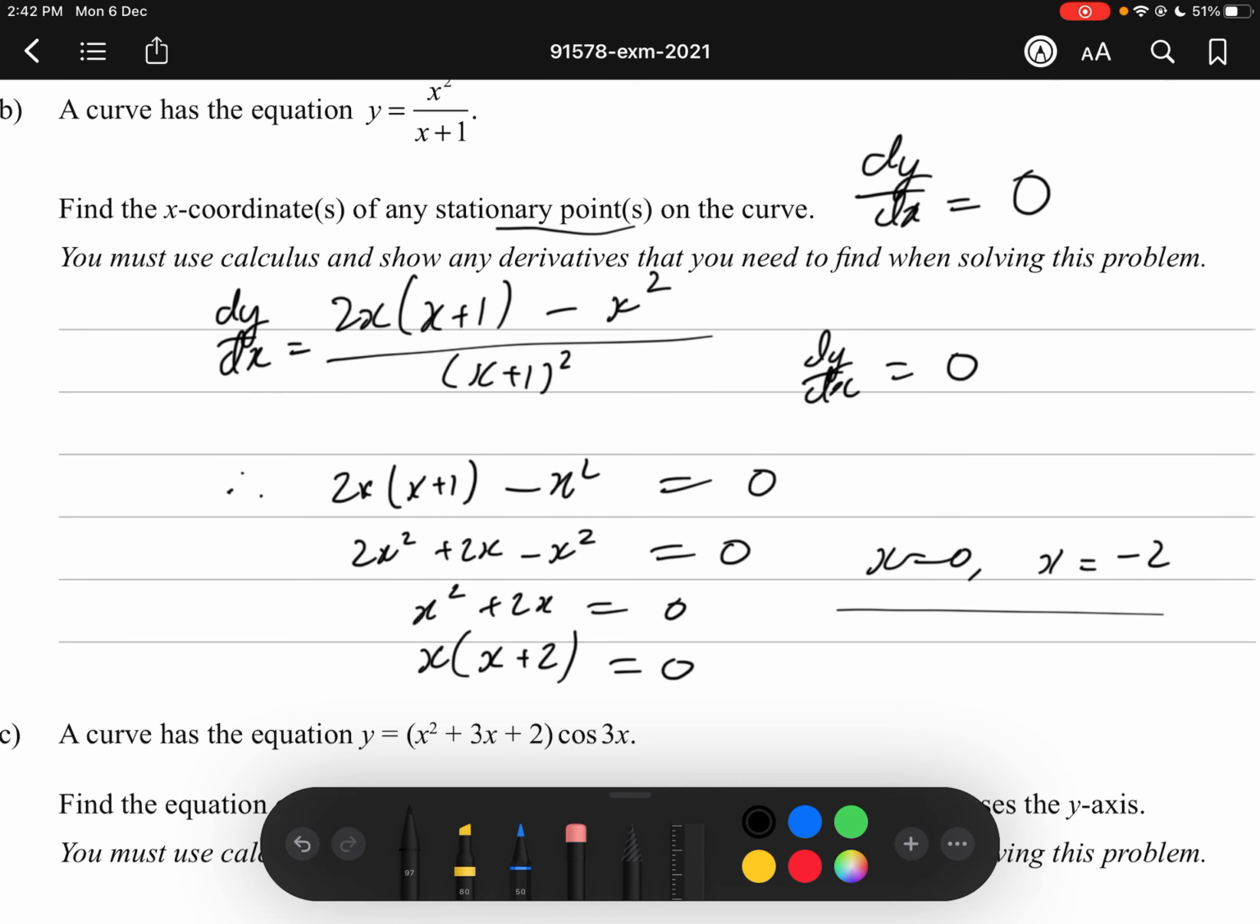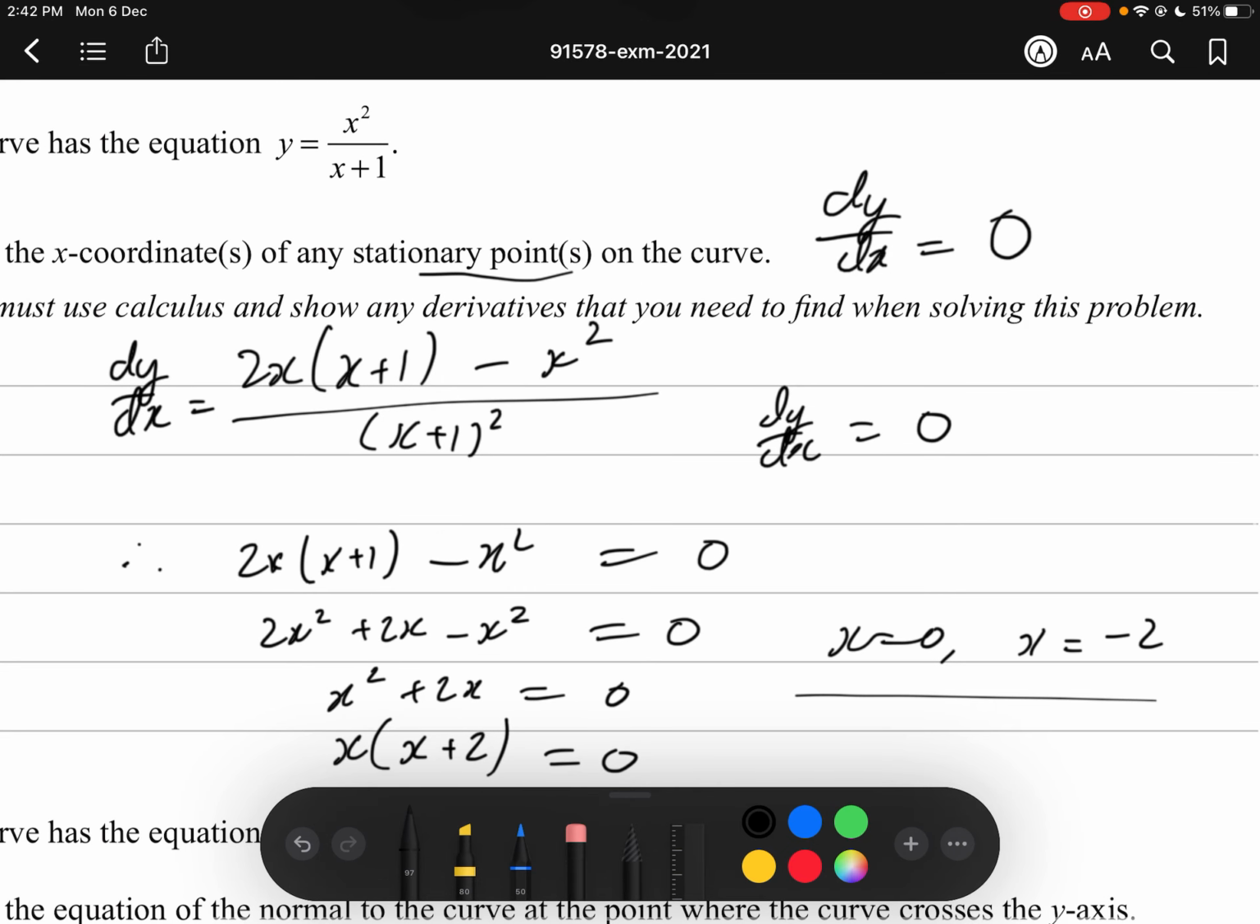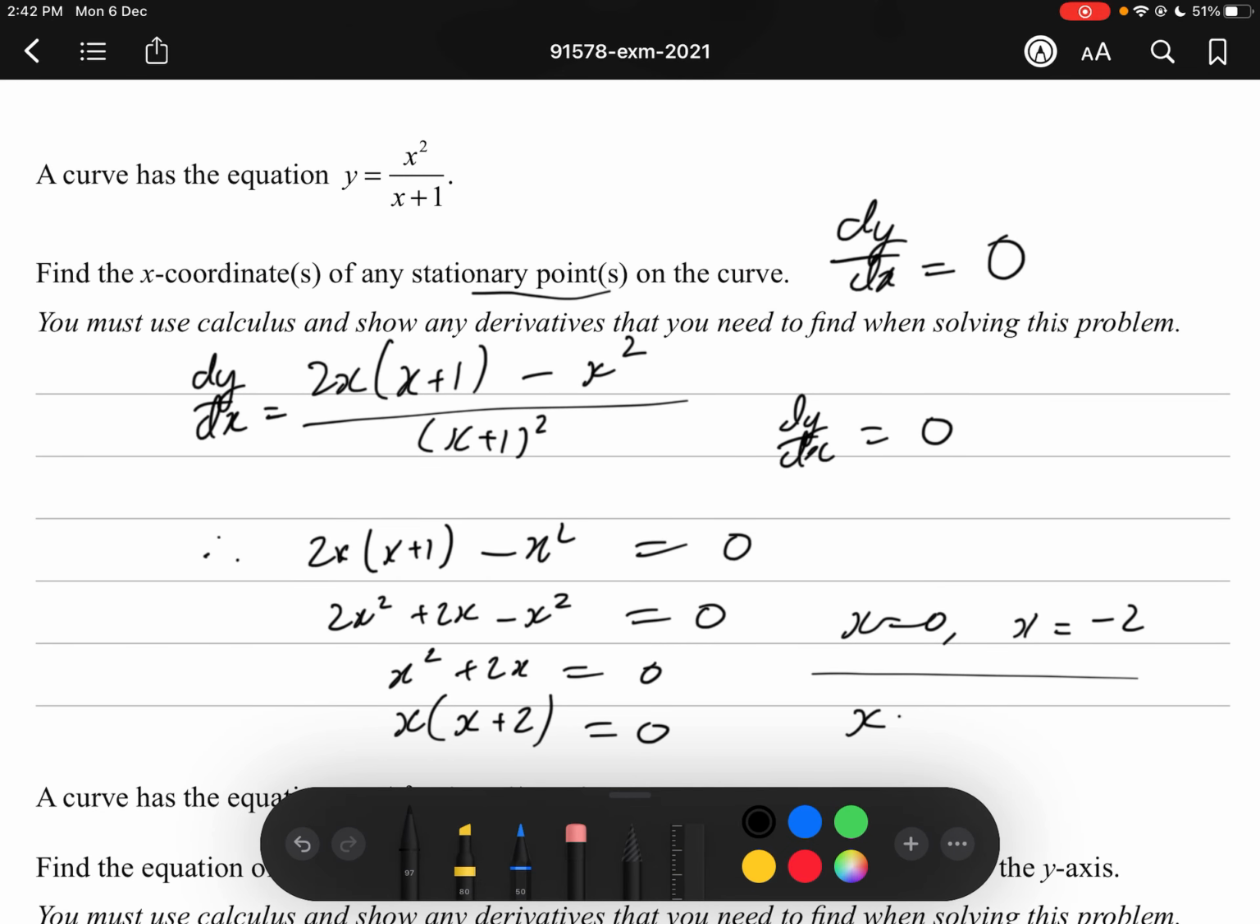Just to check these points are valid: x equals 0 gives a real result, and x equals negative 2 also gives a real result. For example, let's say we were to get x equals negative 1. We see that x cannot be negative 1, since if we put x equals negative 1 into the equation, we'll have the denominator equal to 0, and you cannot divide by 0. So it's very important, for things that have a denominator, that you always check that your final answer provides a real answer. In this case, both x equals 0 and x equals negative 2 are valid in the domain of y equals x squared over x plus 1. So they're both valid, and this should be just another simple, straightforward achieved question.